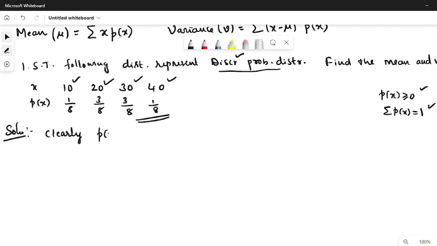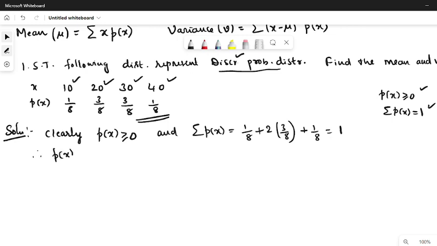So clearly p of x is greater than or equal to 0, because p of x assumes 1 by 8 or 3 by 8, only two values, and summation p of x equals 1 by 8 plus 2 times of 3 by 8, 3 by 8 plus 3 by 8, that I have written as 2 times of 3 by 8, plus 1 by 8, which is 8 by 8, 1. So p of x is a probability function.